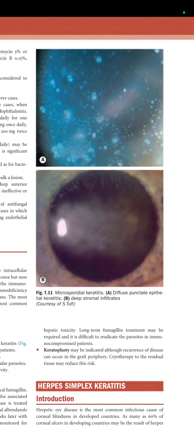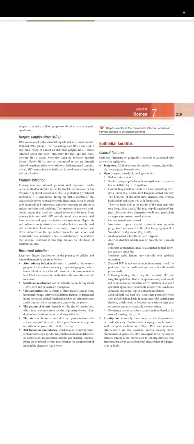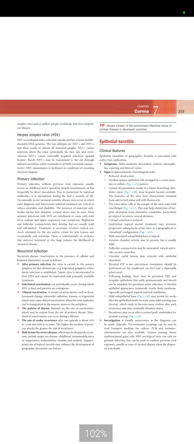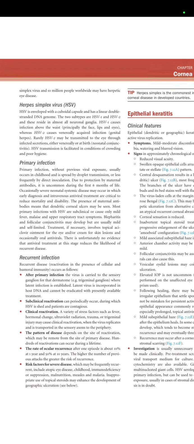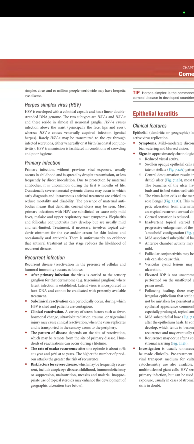Herpes simplex keratitis. Introduction. Herpetic eye disease is the most common infectious cause of corneal blindness in the developed countries. As many as 60% of the corneal ulcers in the developing country may be the result of herpes simplex virus, and 10 million people worldwide may have herpetic eye disease. So, it is a very common viral keratitis of developing countries, and worldwide it affects about 10 million people.